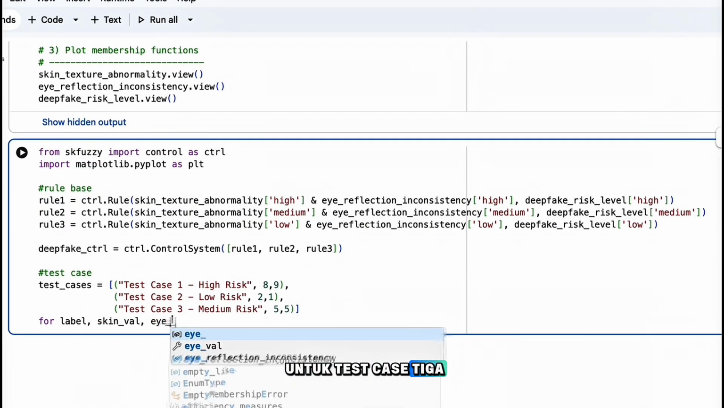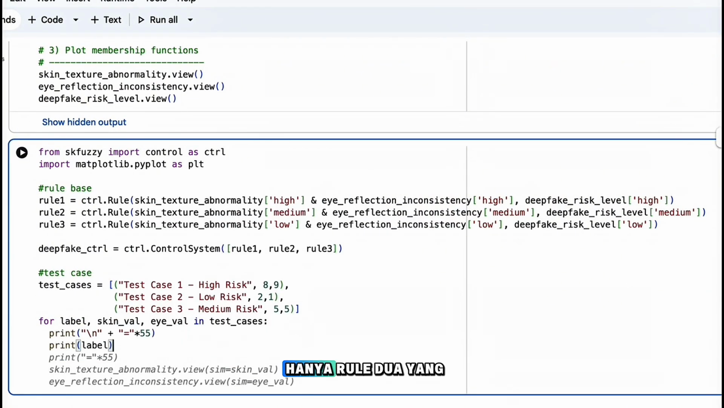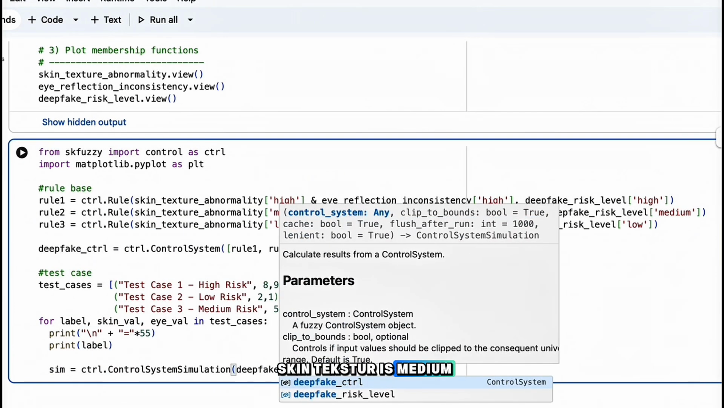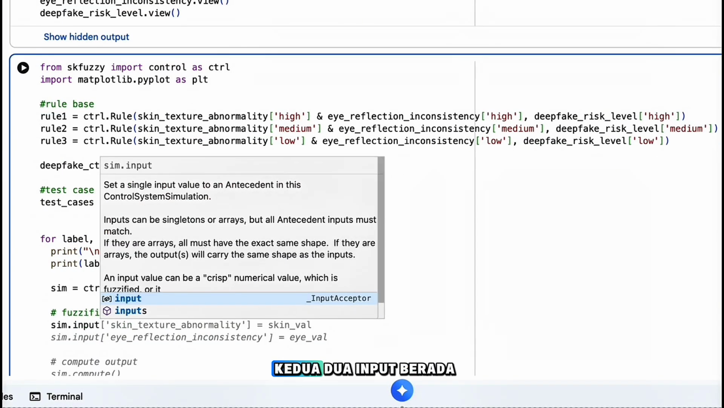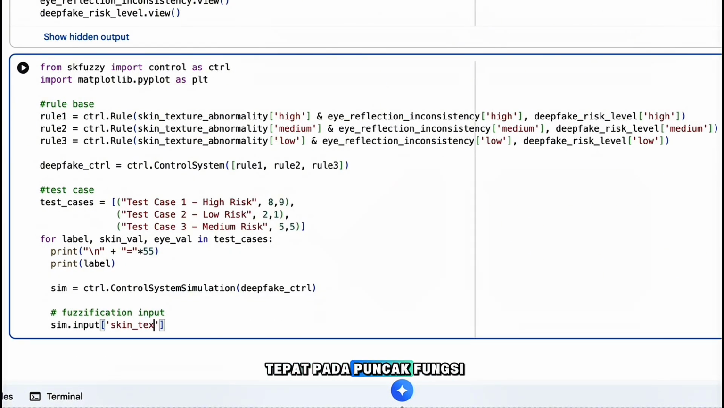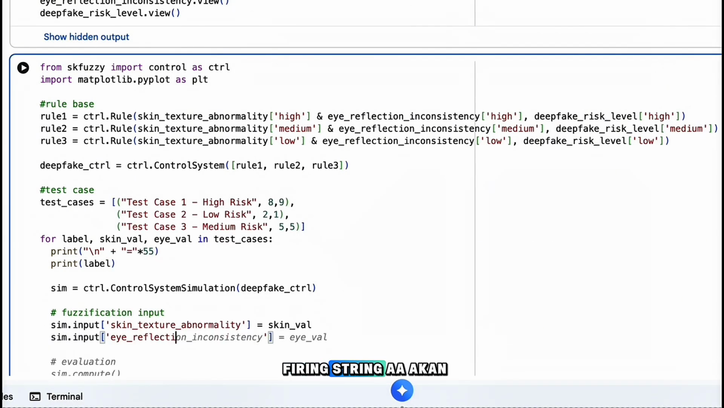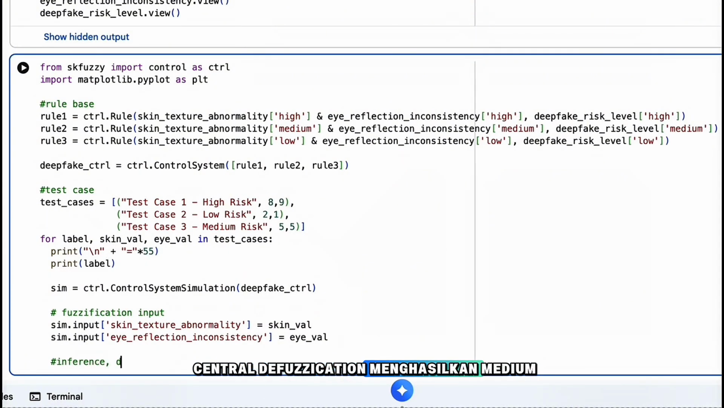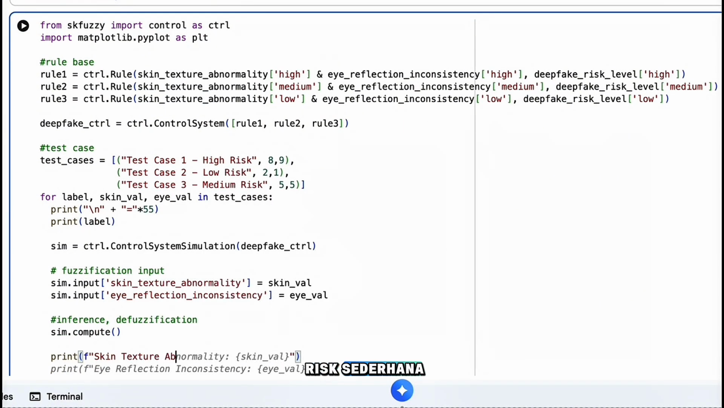Untuk test case 3, input skin texture abnormality equal to 5 dan eye reflection inconsistency equal to 5. Hanya rule 2 yang valid, iaitu if skin texture is medium and eye reflection is medium, then deepfake risk level is medium. Kedua-dua input berada tepat pada puncak fungsi medium membership. Jadi, firing strength akan jadi 1.0. Centroid defuzzification menghasilkan medium crisp output yang menunjukkan deepfake risk sederhana.